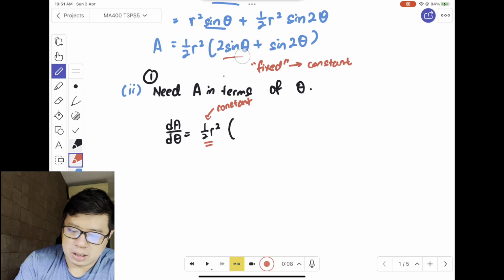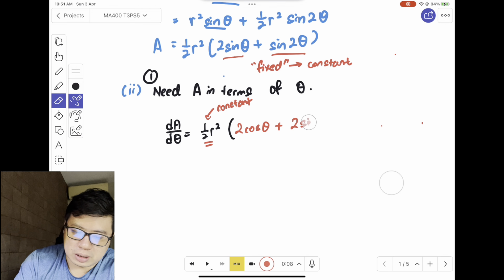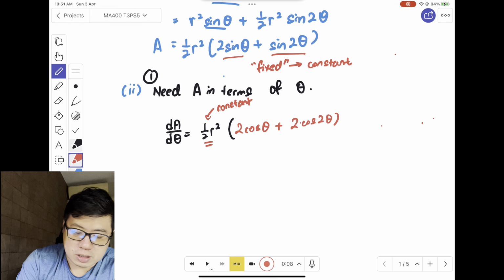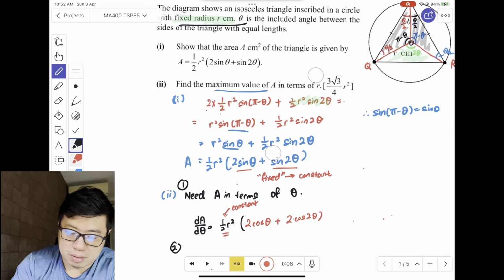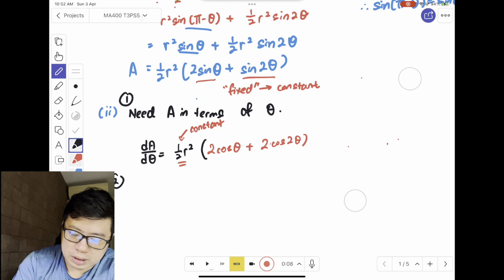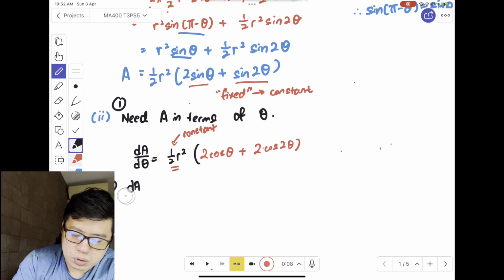Differentiating 2 sine theta, that gives us 2 cosine theta. Differentiating sine 2 theta, that gives us 2 cosine 2 theta. Okay, equal. And that's step 1. Now step 2, of course, since we are trying to find the maximum, we need dA/d theta to be equal to 0.